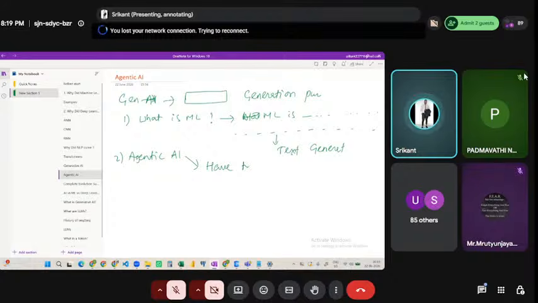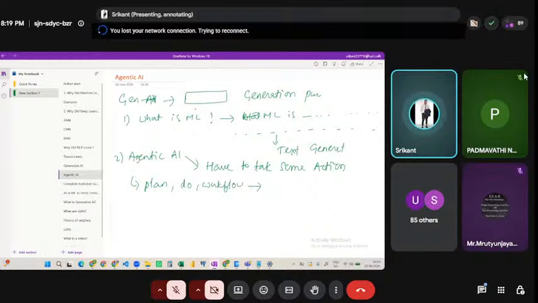This is only to be taken for generative purposes. This is called text generation. Then coming to agentic AI, by default it will plan something internally, then do some work, some workflow. When it has some action, then it will schedule something.